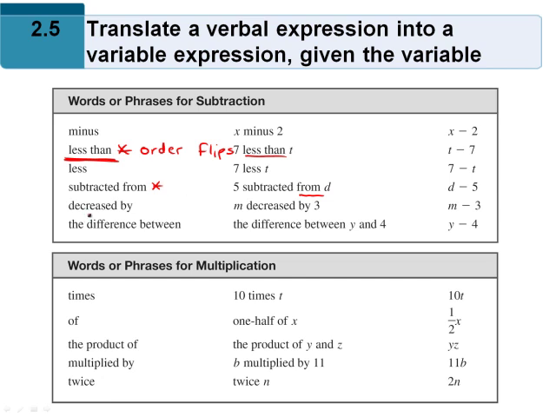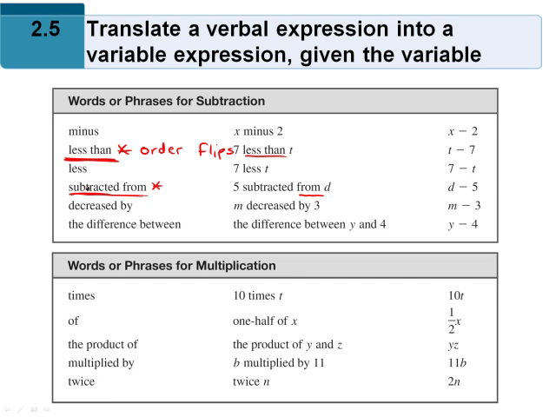Decreased by, that goes right in order. M decreased by 3, M minus 3. The difference between goes right in order. The difference between y and 4, y minus 4. So the two operation phrases for subtraction where it flips are less than and subtracted from. So you want to be careful that when you see those, you make sure you know the order flips.